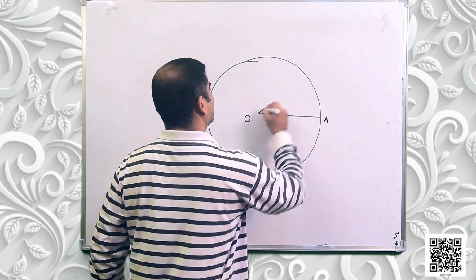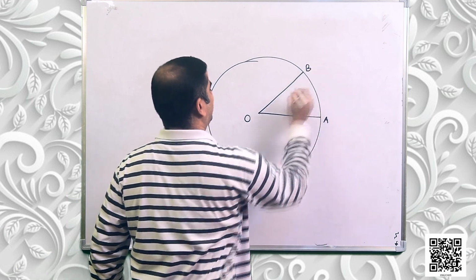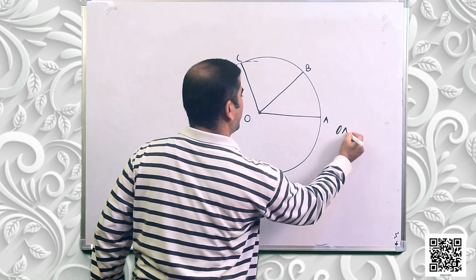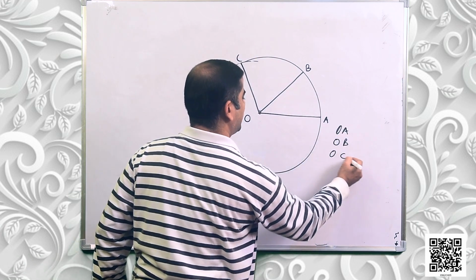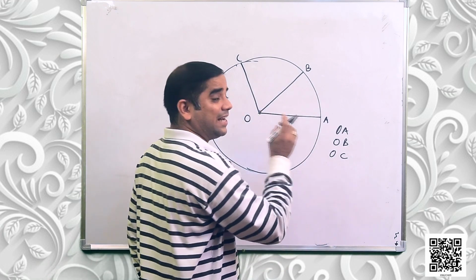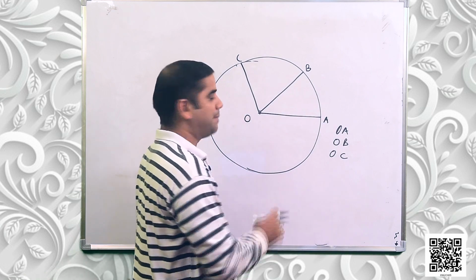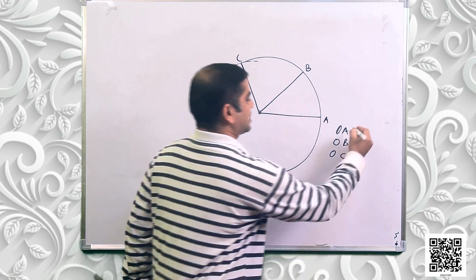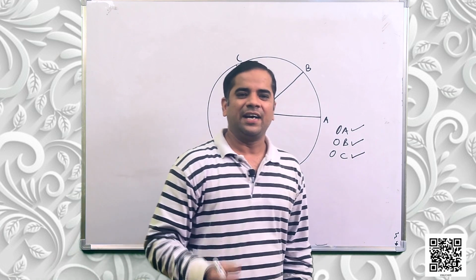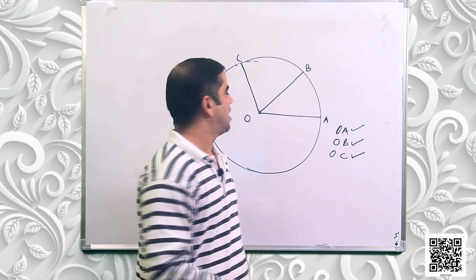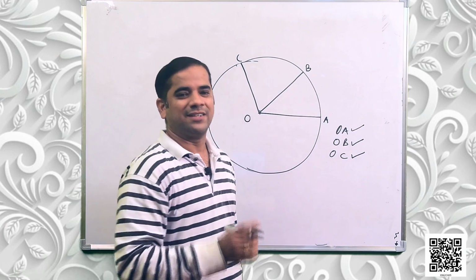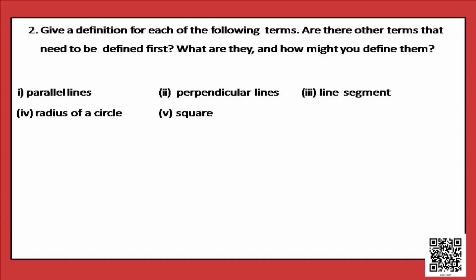suppose this is A. Another point on the circumference, suppose B. Another point on the circumference is suppose C. So, OA, OB, OC all are equal in length and these are called radii of the circle having center O. Radius OA, radius OB and radius OC. So, we can define radius of a circle as the distance of the circumference from the center.